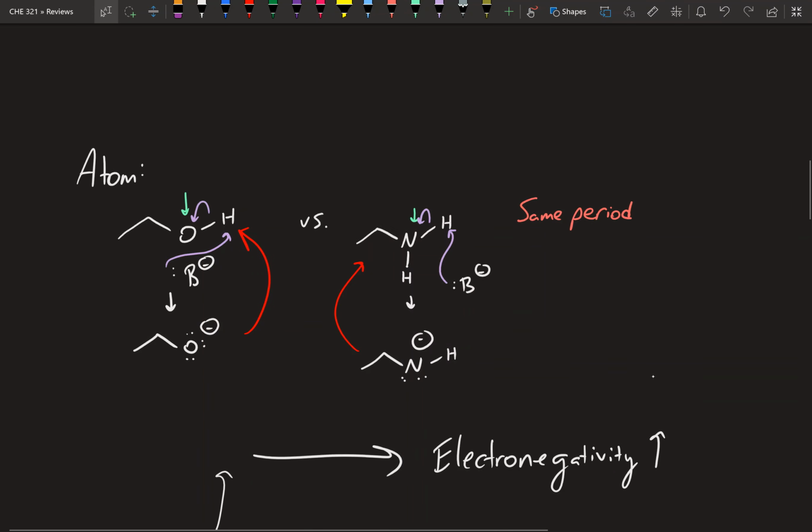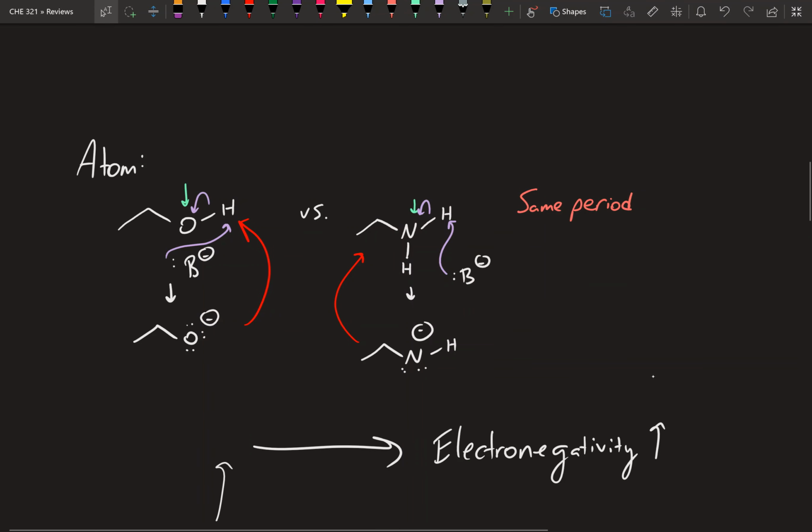So if we look at the periodic table, which you can just do on your laptop or computer, the oxygen is to the right of the nitrogen. So the oxygen has higher electronegativity than that nitrogen, and thus can stabilize that negative charge much better than the nitrogen can. So that means this conjugate base is more stable than that one.